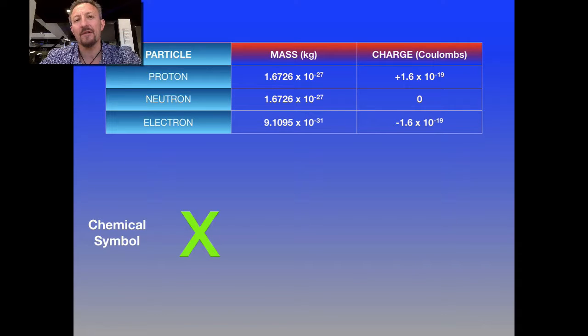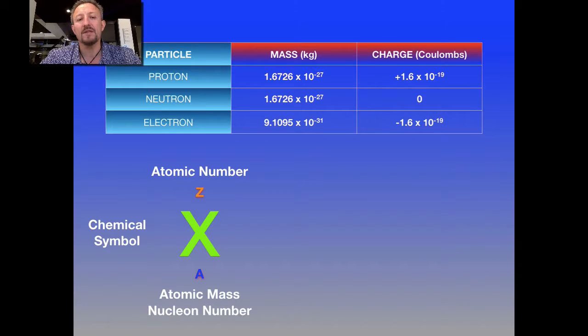What else do we know? When we look on the periodic table, there are a set of numbers. There's a number at the top, which we call the atomic number, denoted in this case by Z, and then there's a number at the bottom, which is the atomic mass number. That's the mass of the nucleon, the mass of the particles which make up the atom.